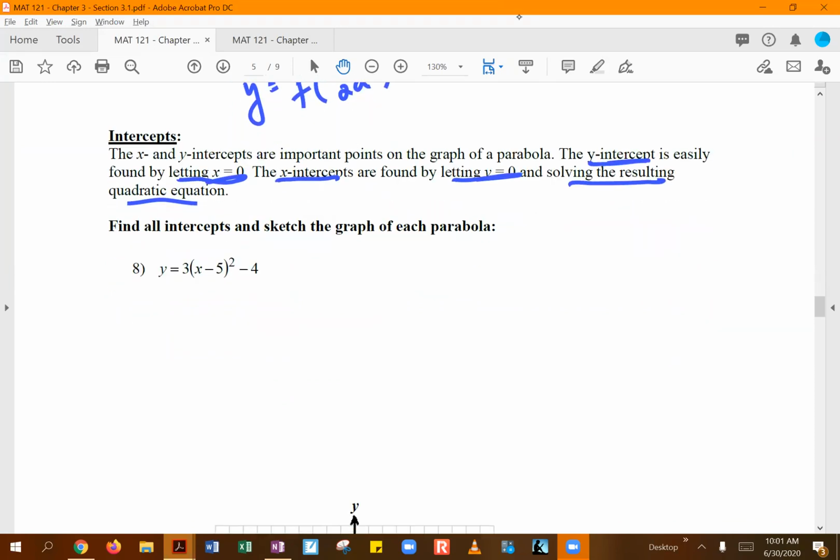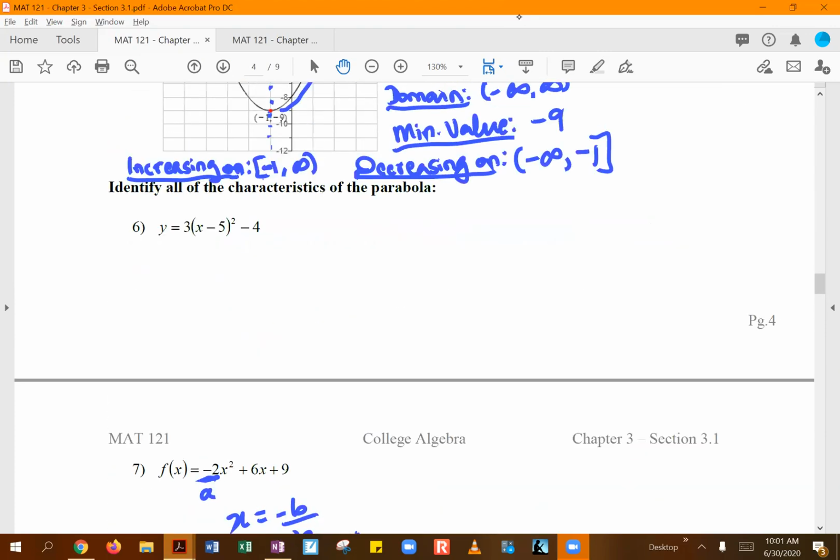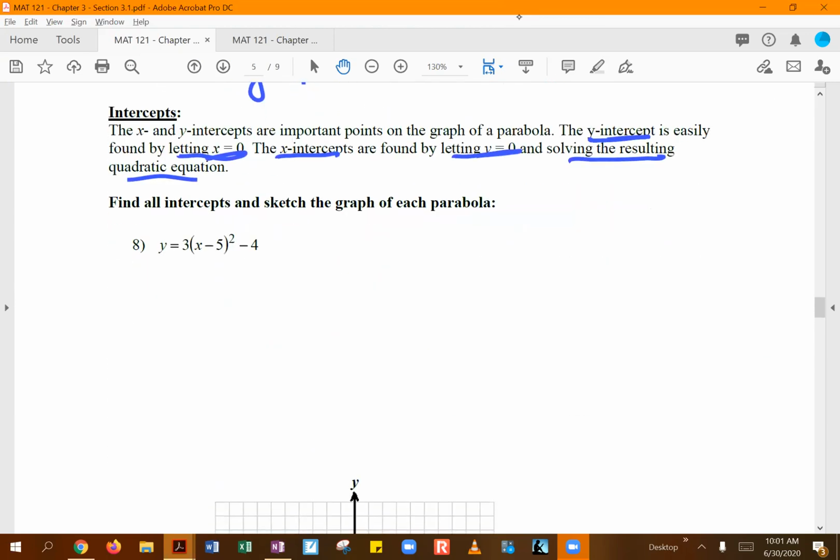So in this example over here, if I'm not mistaken, this is the same equation as number 6. So the 3 times x minus 5 squared minus 4. They're asking us to graph this. So we've already got the characteristics from number 6. We'll use that to our advantage, but let's go ahead and find out what the intercepts will be.